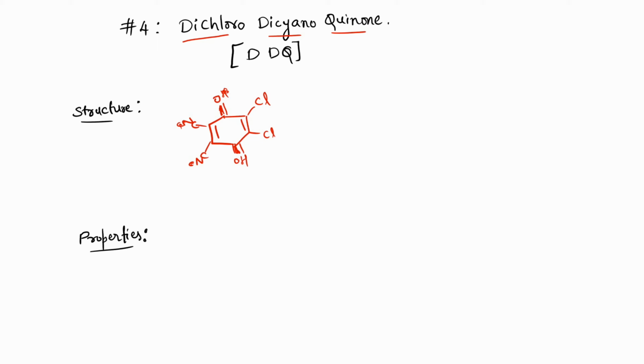Now this DDQ can also be replaced by one more type of compound called chloranil, or it is also simply called chloranil compound, where instead of the two cyano groups present in the structure, we are going to consider 4 Cl groups attached to the ring like this. One more Cl here, one more Cl here, retaining the carbon-oxygen double bond. So this is called chloranil compound, and we can also use it as a dehydrogenating agent.